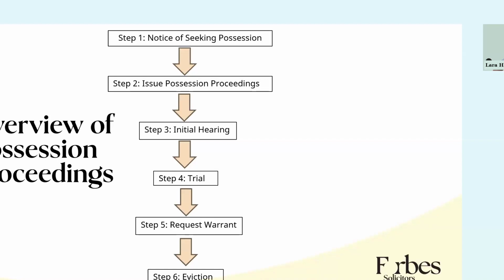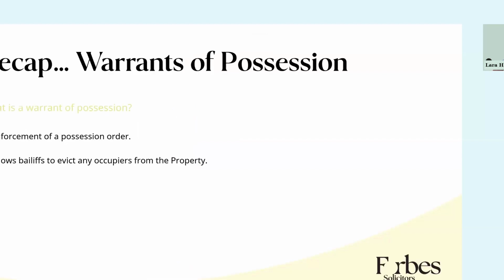So you'll see on the slide I've just put a brief overview of possession proceedings right through from the notice of seeking possession through to eviction. And you'll see that the stages are basically notice of seeking possession, issuing possession proceedings, the initial hearing, a trial in some circumstances, requesting the warrant, and eviction. And this is the part that we're concentrating on today.